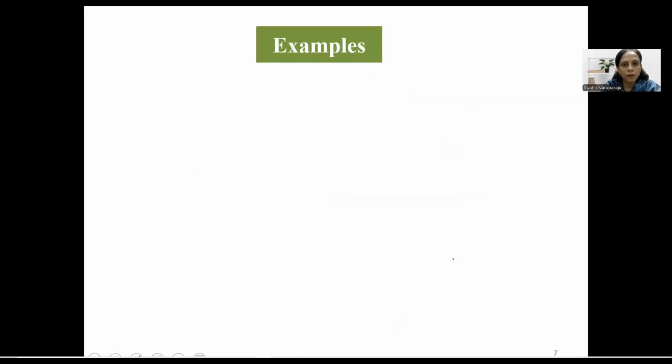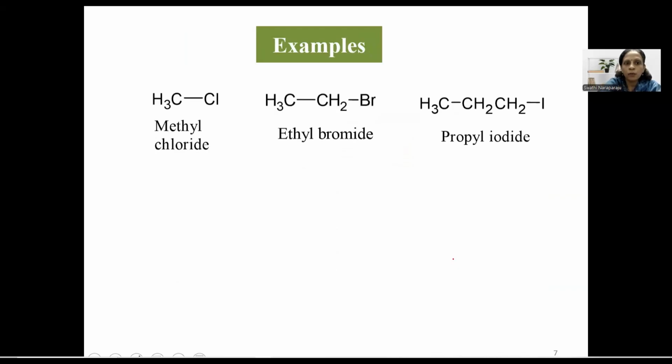Now let us consider a few examples. In the first example, the common name is already given: methyl chloride. As per the IUPAC system, the parent chain here contains only 1 carbon, so it is a methane derivative. The nature of halogen is chlorine, so we can write it as chloromethane. Now coming to example 2, the parent hydrocarbon here contains 2 carbons, so we can write the word ethane in its suffix. Coming to the nature of halogen, here it contains bromine, so we can write it as bromoethane.